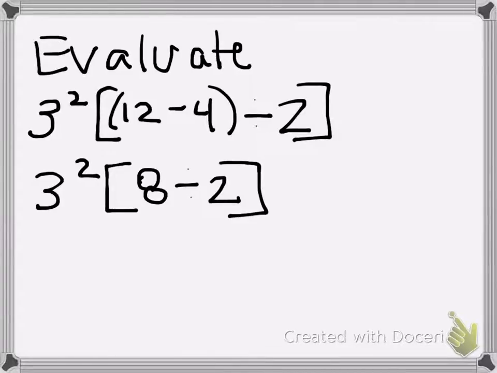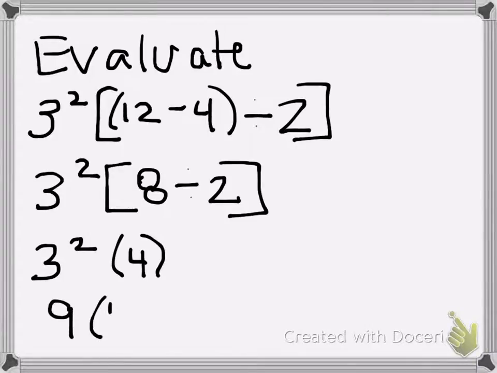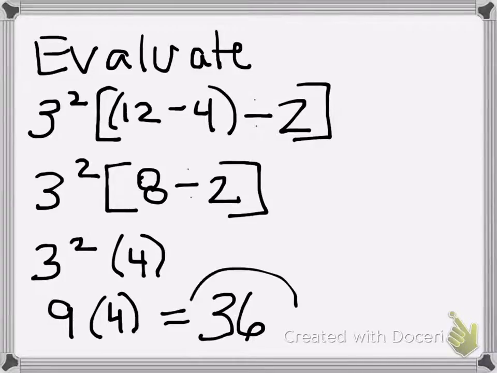Then I continue to work within the brackets, or parentheses, and I have 8 divided by 2. And since the parentheses are directly next to the 3 squared, that means I'm going to be multiplying 3 squared by what's in the parentheses. So I'm multiplying 3 squared times 4. Then I do the exponents, though, after parentheses. So I have 9 times 4. So my final answer would be 36.